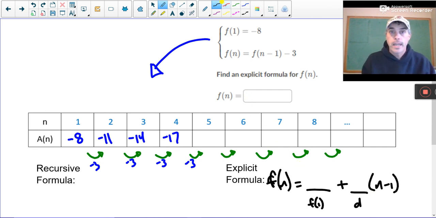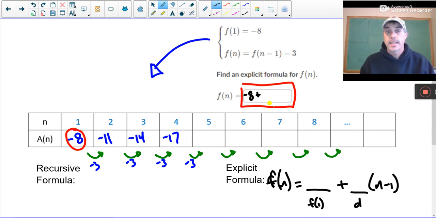So I'm going to go ahead and write in exactly right here what you would have to type into Khan Academy. It would be my first term. So I'm going to write in negative 8 plus my common difference, which I saw up here was a minus 3, times n minus 1. So that's exactly what I would write in Khan Academy.